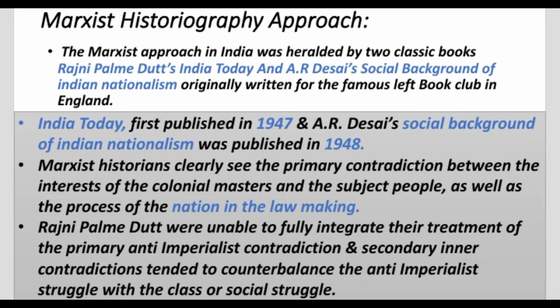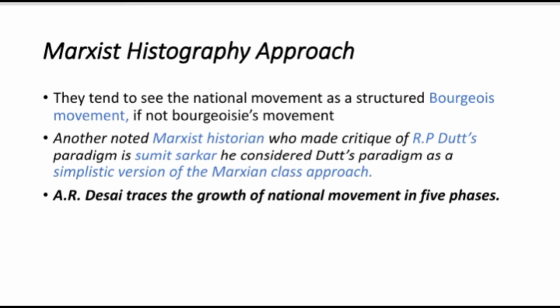However, some of them, particularly Rajni Palme Dutt, were unable to fully integrate their treatment of the primary anti-imperialist contradiction and the secondary inner contradictions, and tended to counterbalance the anti-imperialist struggle with the class or social struggle. They tend to see the national movement as a bourgeois movement, if not a bogus movement, and miss its open-ended and all-class character.